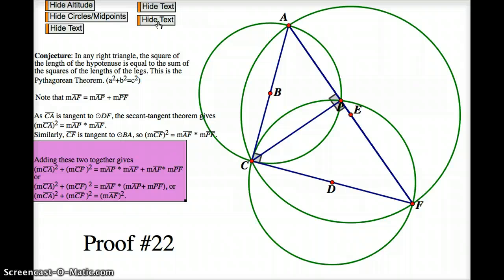So now we have the measure of CA squared plus the measure of CF squared is equal to the measure of AF squared, and that is the Pythagorean theorem. The length of the hypotenuse squared is equal to the sum of the squares of the other two sides.